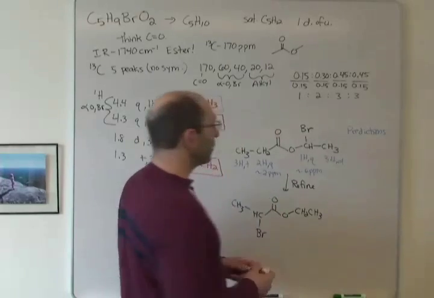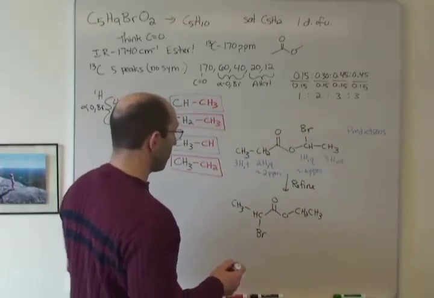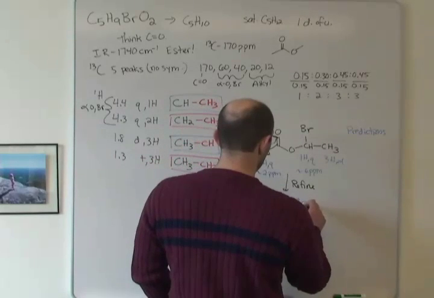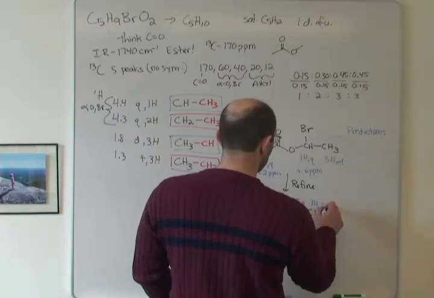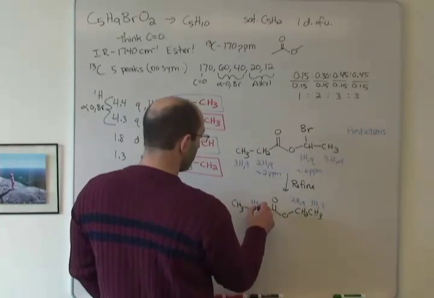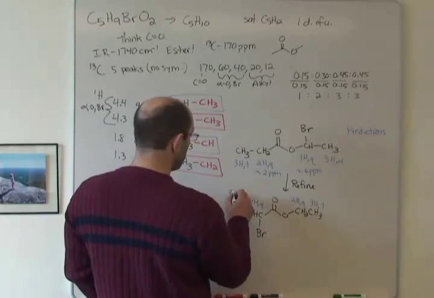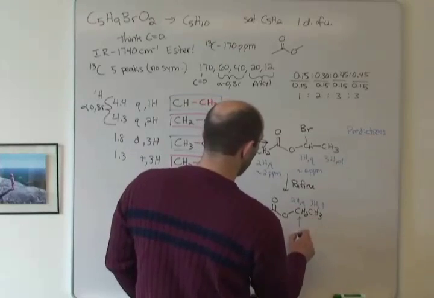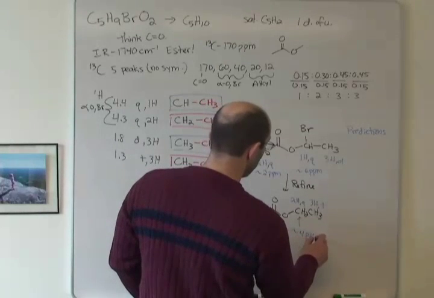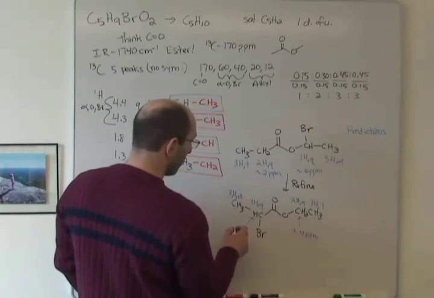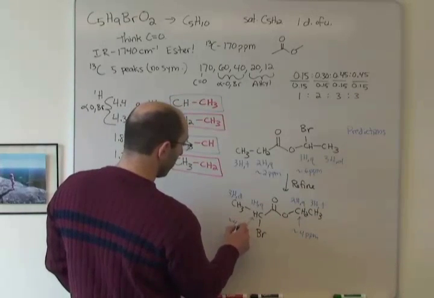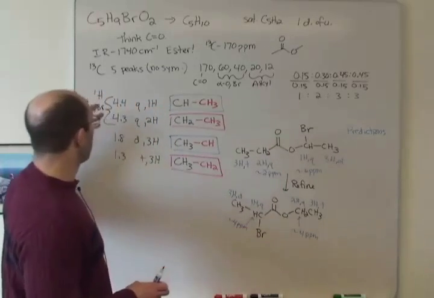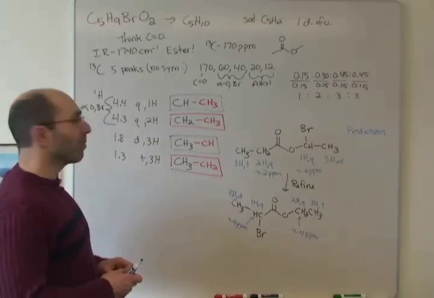Now if we do our predictions, again, we'll use blue to do our predictions. We'll have, again, our 2H quartet, our 3H triplet, the 1H quartet, and the 3H doublet. But now when we look at that carbon, we're going to say that's going to be around 4 parts per million. Or sorry, that proton. And again, this proton is going to be around 4 parts per million as well. And that agrees much better with the data that we have from the proton spectrum.